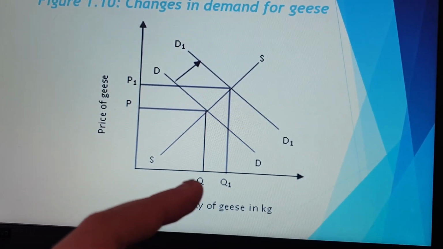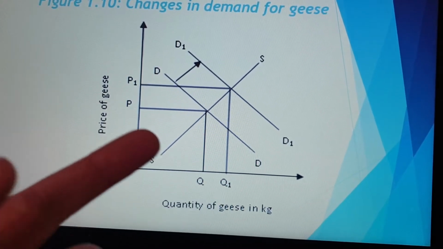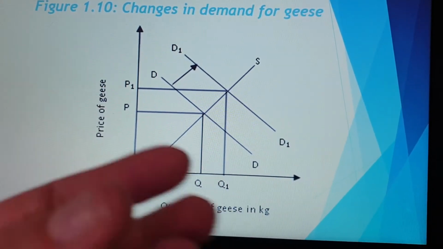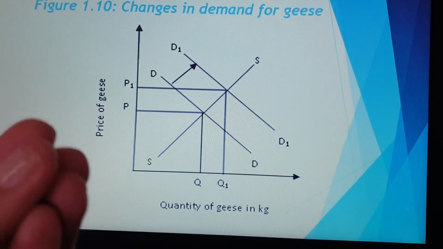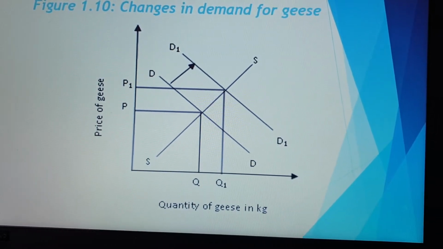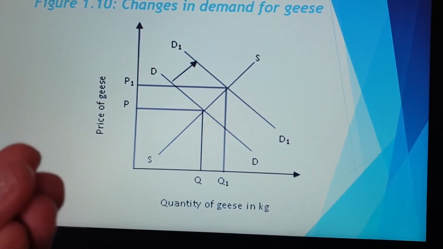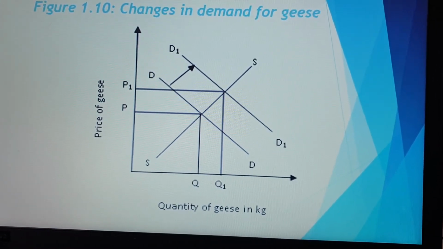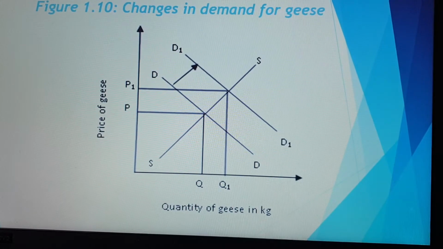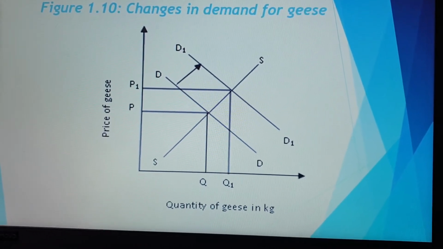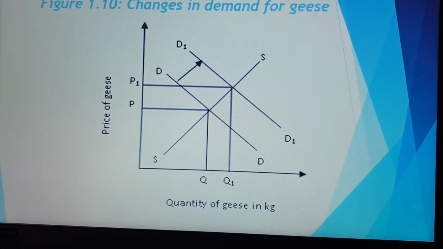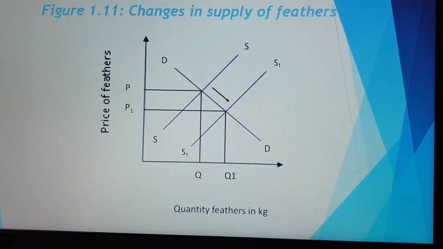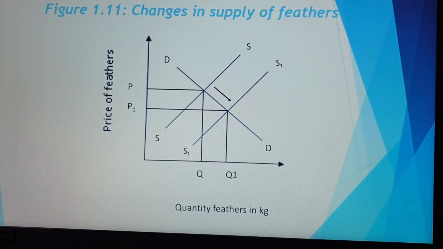The quantity demanded will increase from Q to Q1. My price will increase from P to P1. Okay, because whenever there's an increase in the quantity demanded of a product, I'm going to automatically increase my price. Okay, because my resources that I use to produce the goods are limited. I need to discourage my consumers in some way not to buy all the geese or continue to demand the geese meat. Then changes in supply of the feathers.